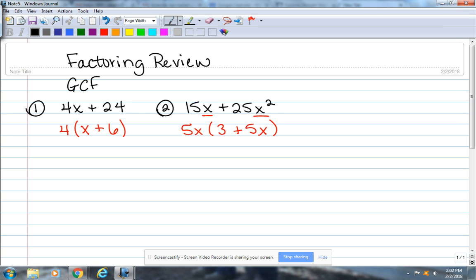So let's do another one. Let's do some more variables here. 45x squared y minus 20x squared y to the third.